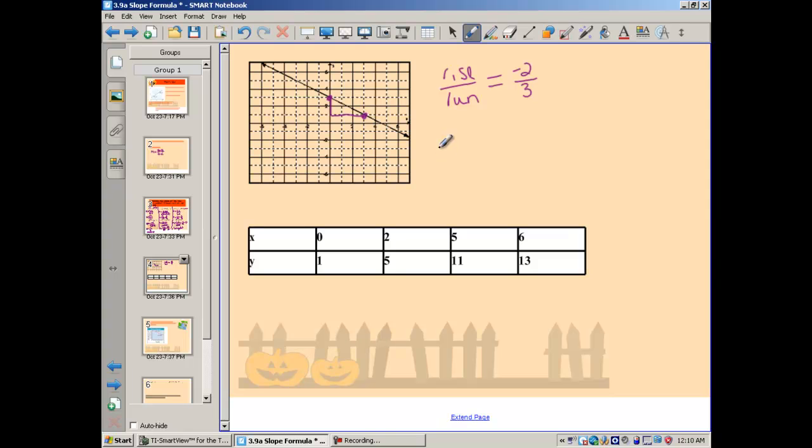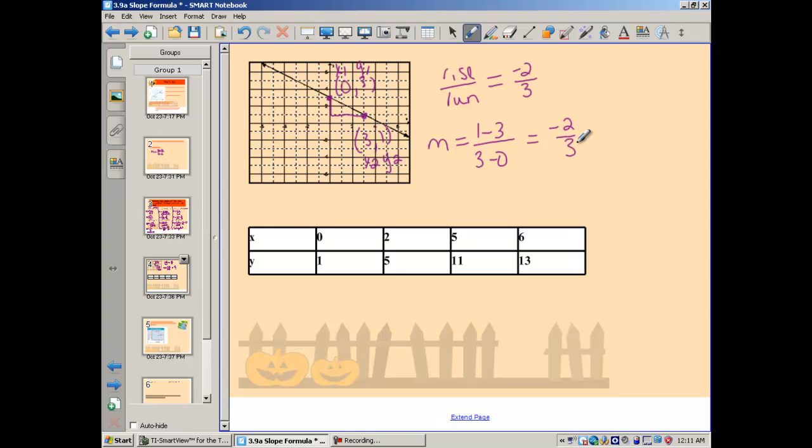You can also use the formula. This point right here is 0, 3, and this point right here is 3, 1. When you're using the formula and you're going from a graph and you have the points, the left point is always your x1, y1, and the point to the right is always your x2, y2. We'll go left to right, like you know, that's how we read a graph. So I have 1 minus 3 over 3 minus 0. Well, that gives me negative 2/3.